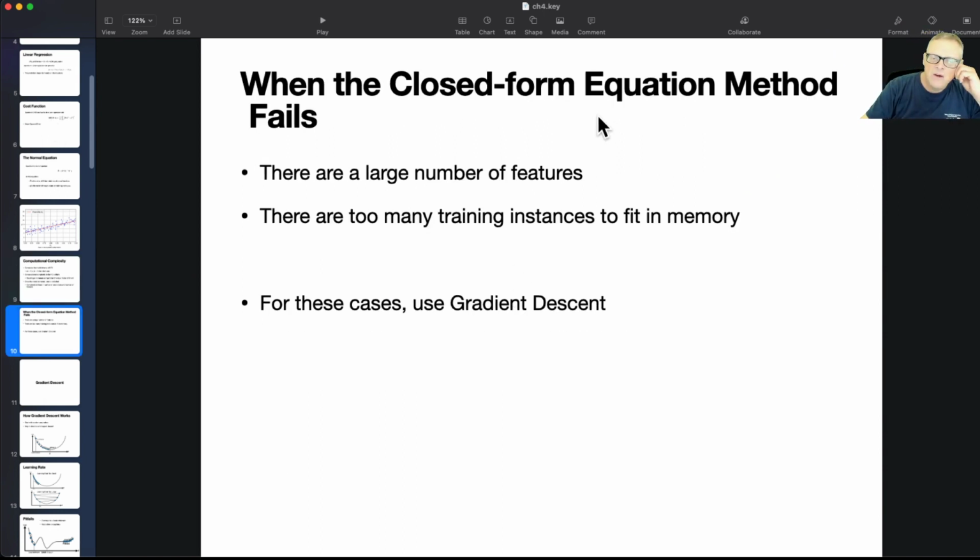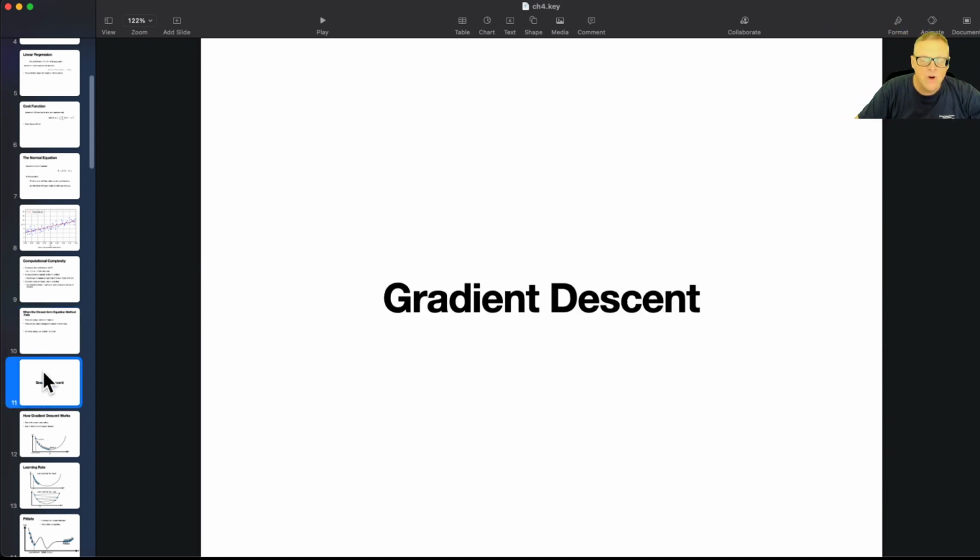All right. When you can't use the closed form, sometimes the closed form thing is not sufficient. One is if there's a large number of features or too many training instances to fit in memory, then these become inefficient, and then you use gradient descent, which is what we're going to talk about primarily here. The main technique was used in most of the examples we talked about in most of the projects.